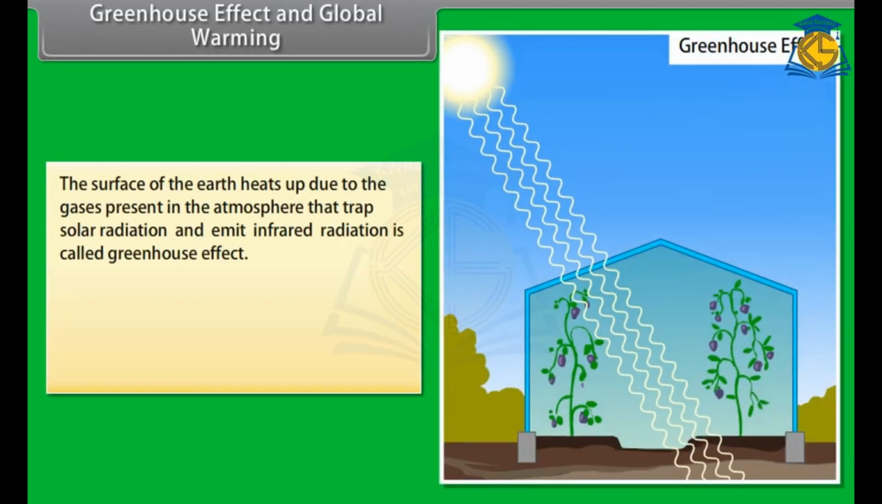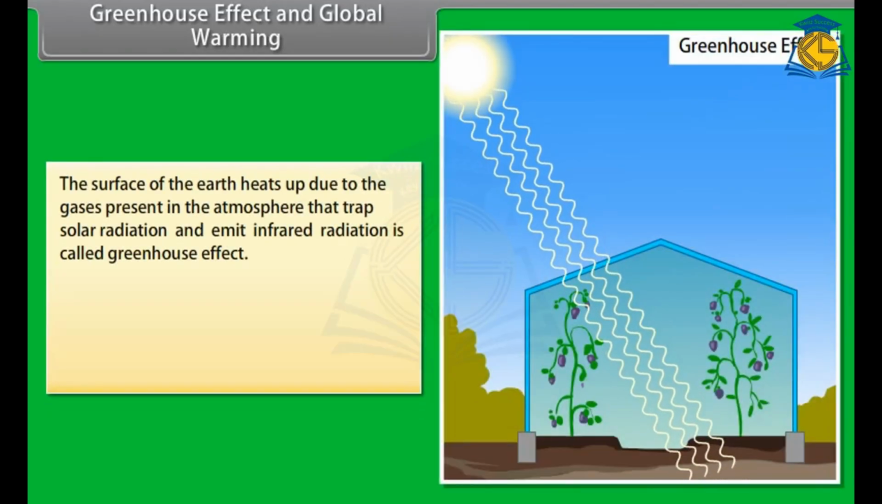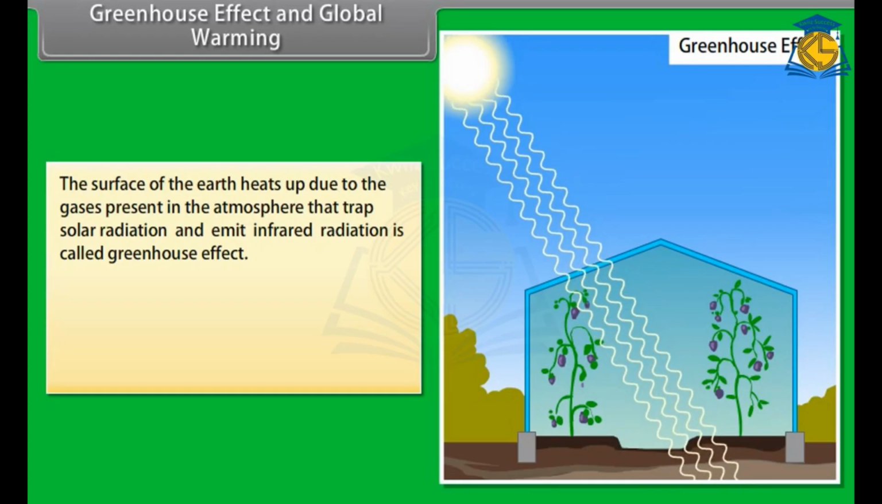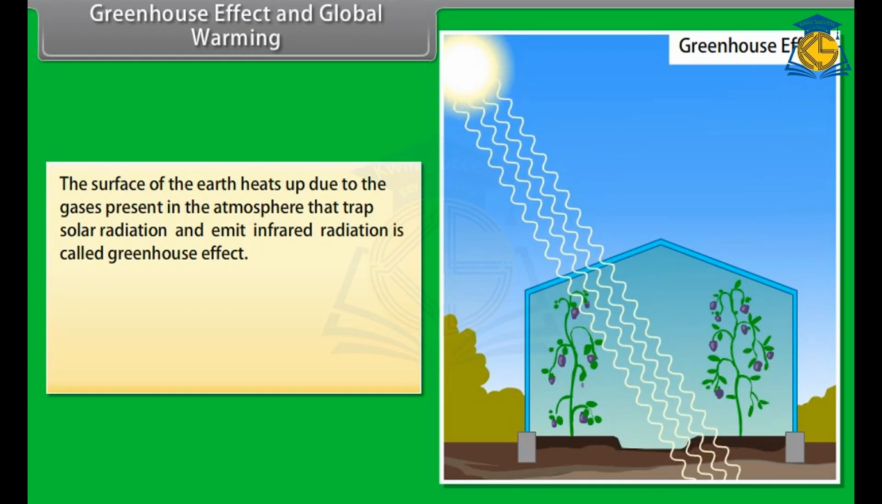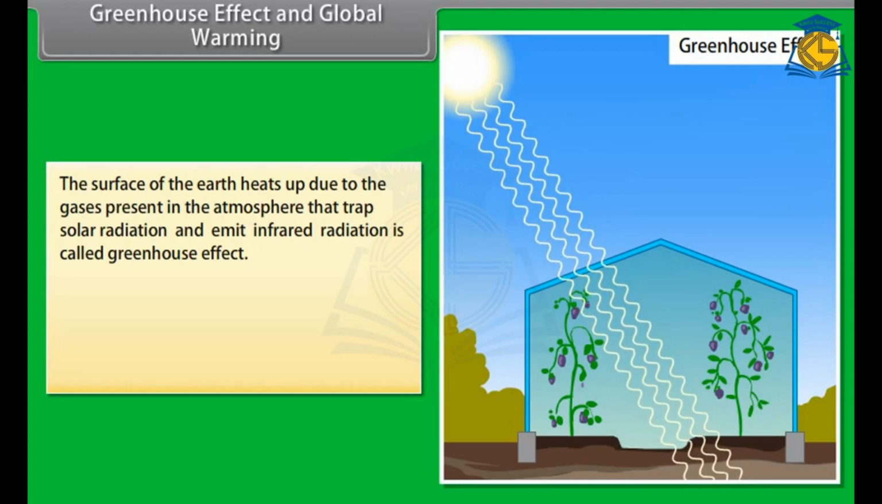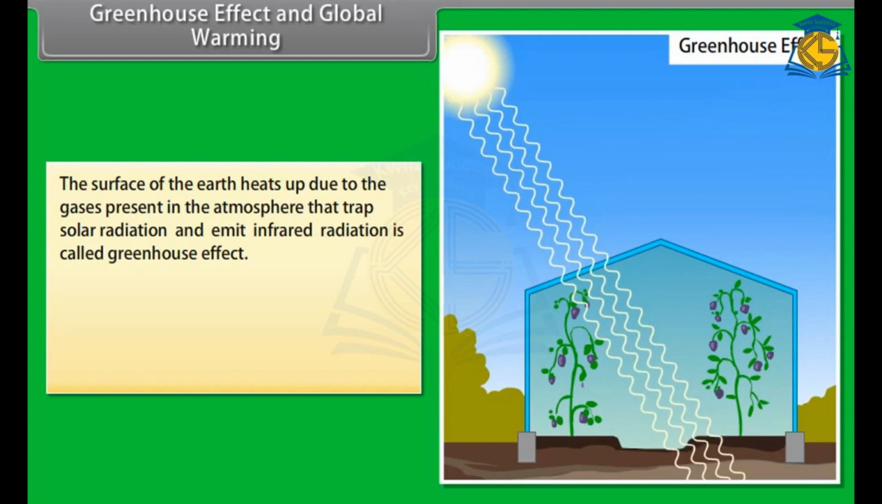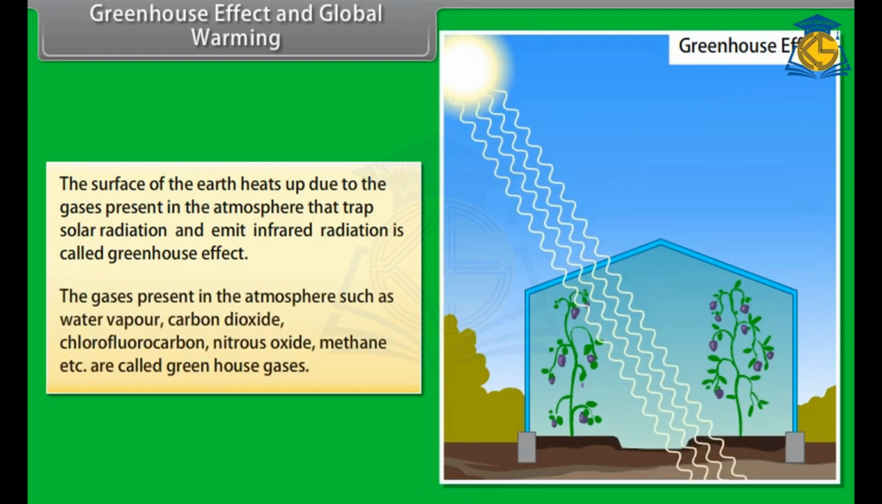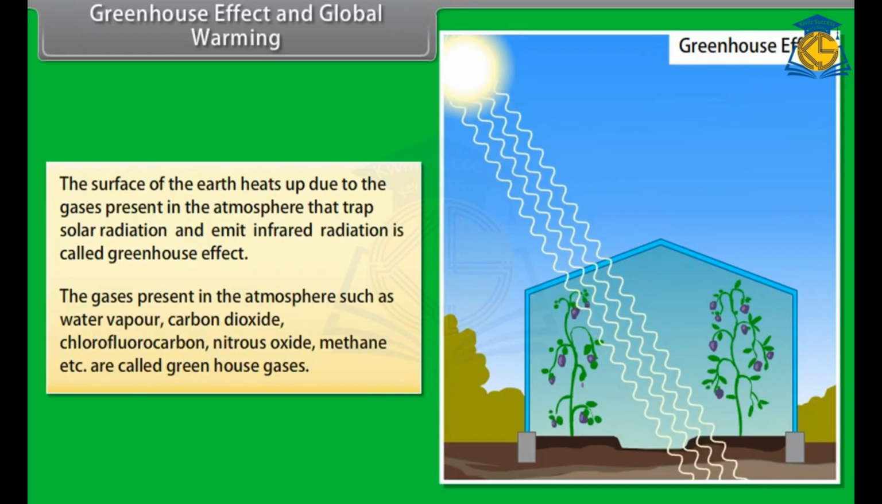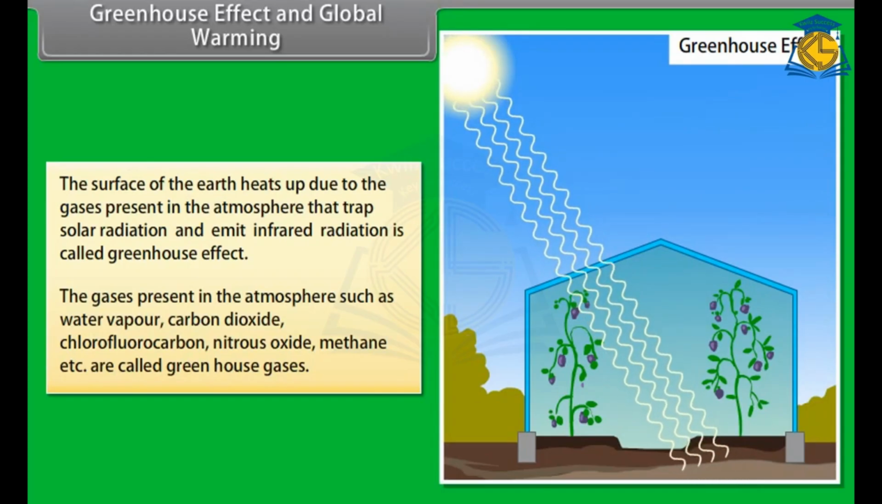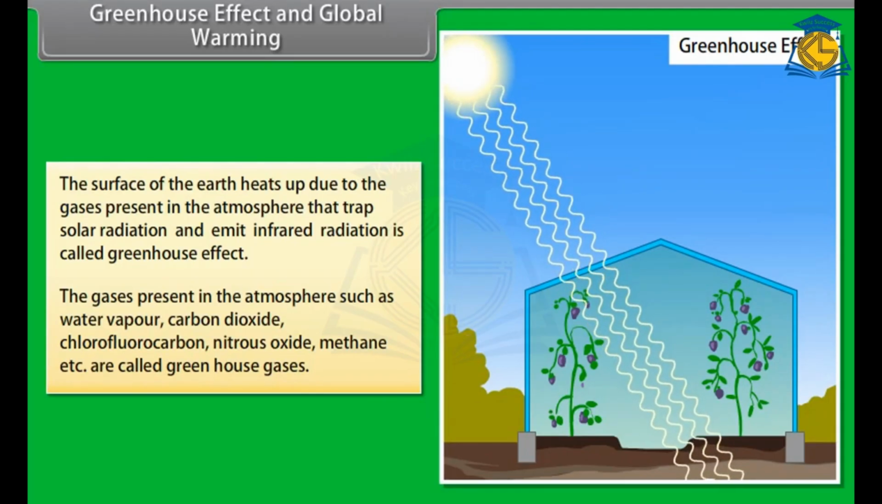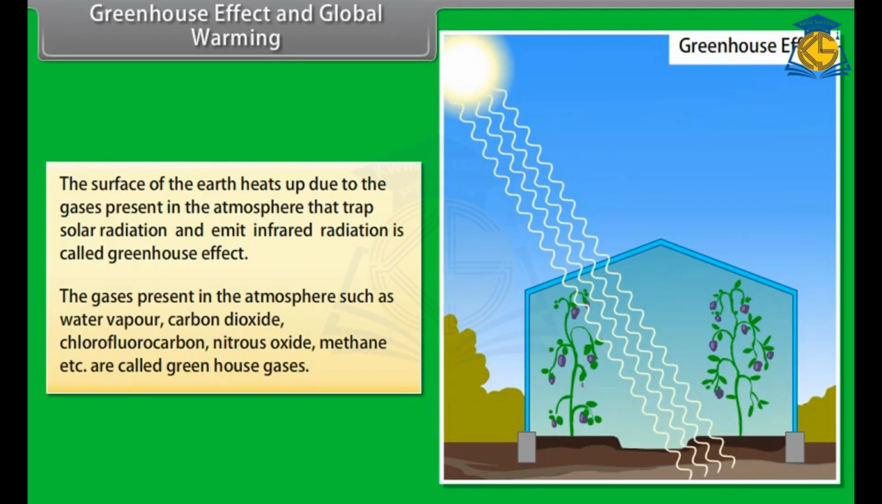Greenhouse effect and global warming. The heating up of the surface of the earth due to gases present in the atmosphere that trap solar radiation and emit infrared radiation is called the greenhouse effect. The gases present in the atmosphere, such as water vapor, carbon dioxide, chlorofluorocarbon, nitrous oxide, methane, etc. are called greenhouse gases. Global warming.